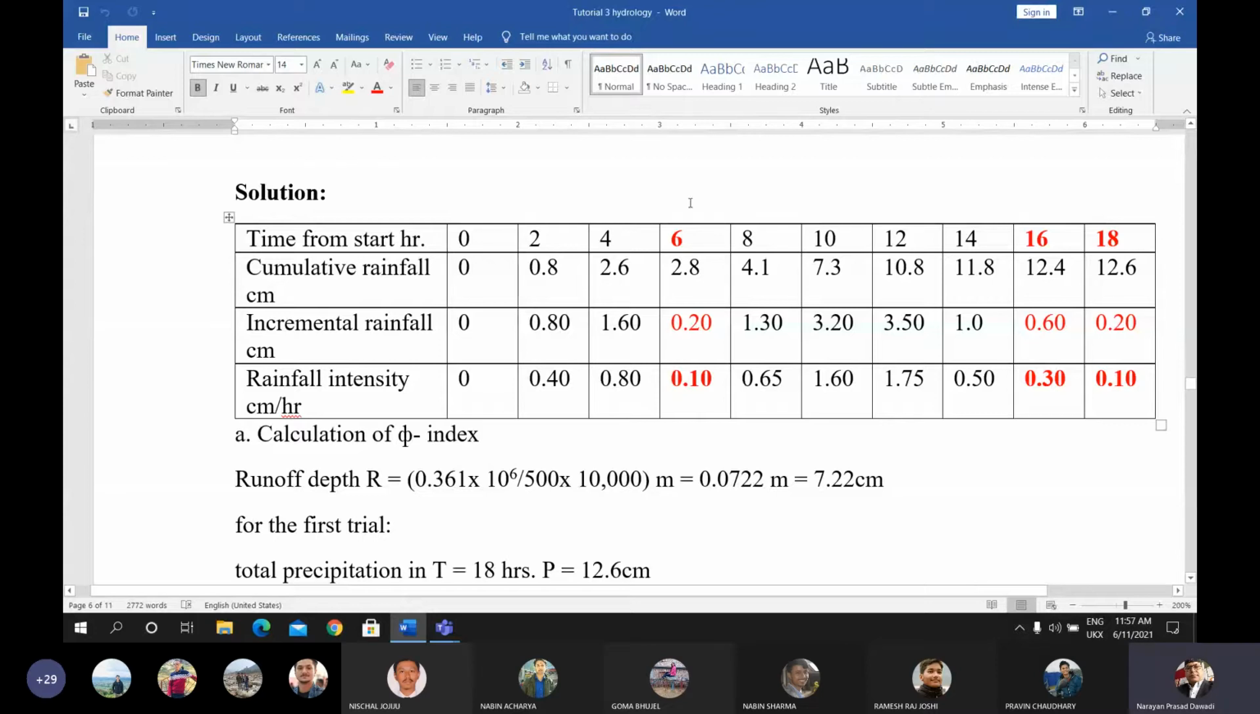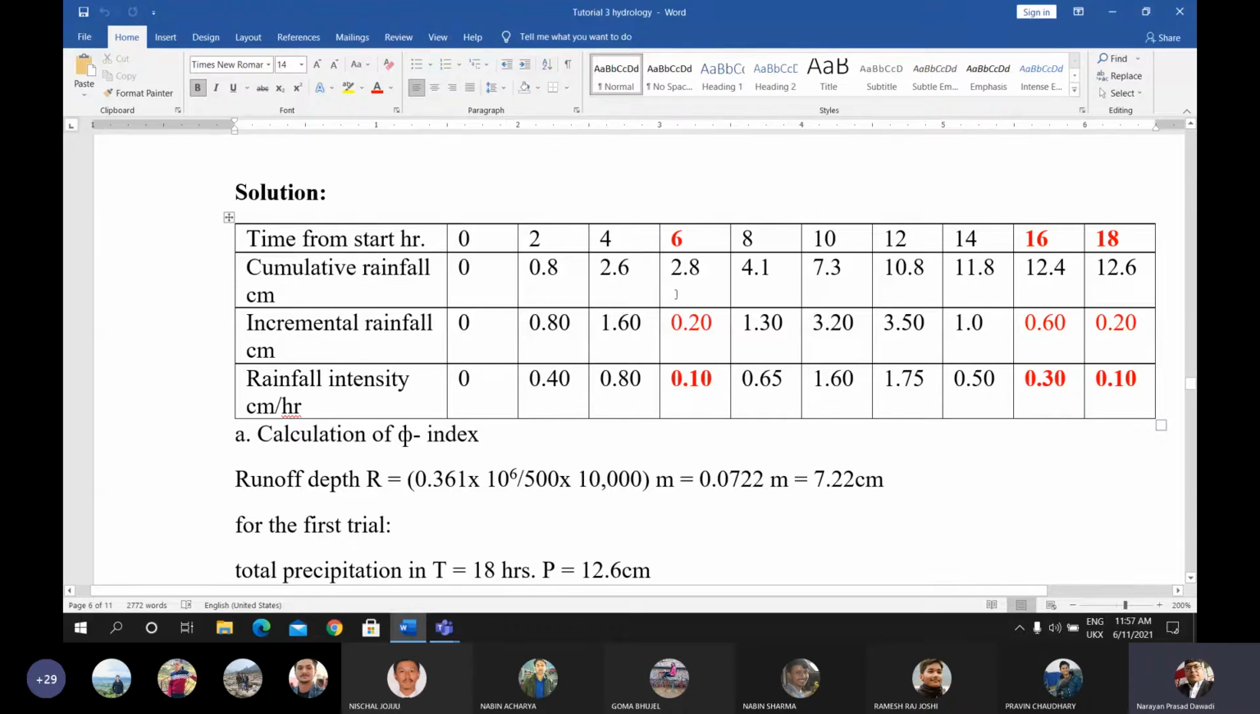Because the total rainfall from 0 to 6 hours is 2.8, from 4 to 6 hours it is 2.8 minus 2.6. You will get the value of 0.20. In this way, you can find the rainfall depth over each and every 2 hour interval by subtracting the cumulative rainfall of the previous value from the succeeding value.